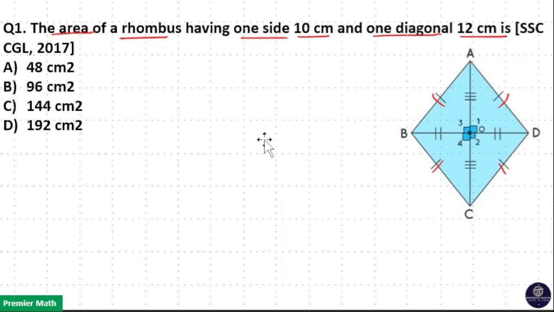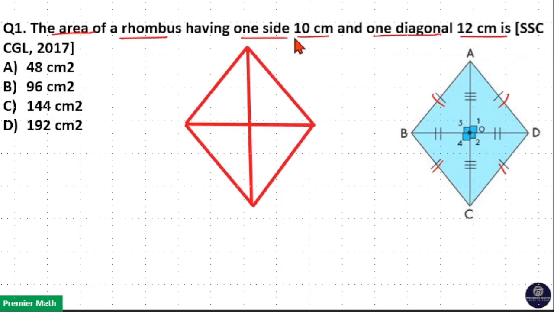Here in this question, one side is 10 centimeter, which means all these four sides are 10 centimeter. And one diagonal is 12 centimeter, so take any of these two diagonals as 12 centimeter. Now if I take this one as 12 centimeter, this one must be 6 and this one must be 6 because diagonals bisect each other. That is, one half of the diagonal is 6 and the other half is also 6.